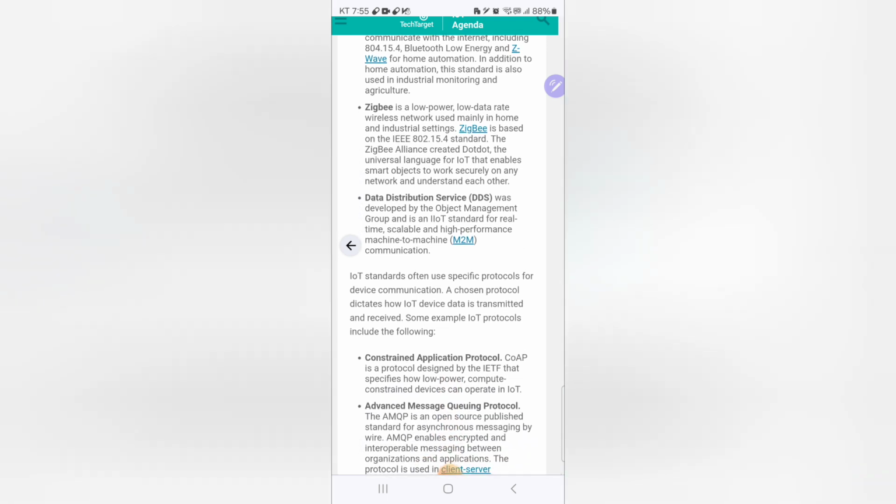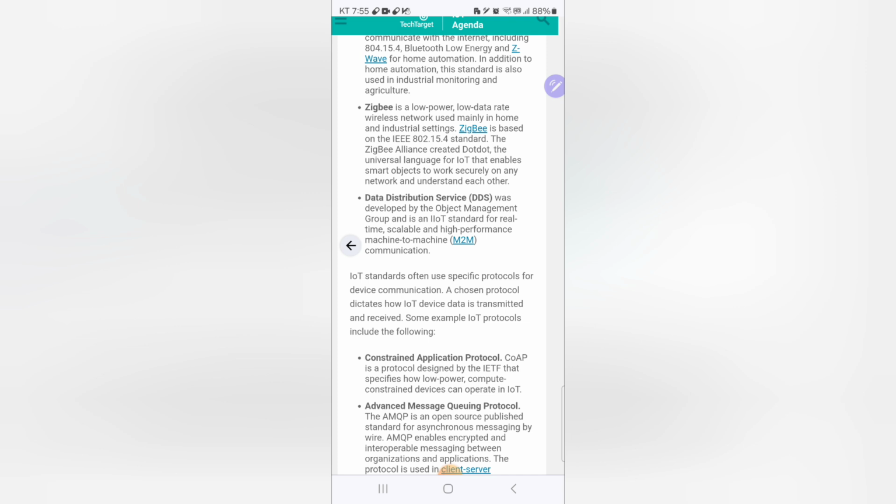Zigbee is a low-power, low-data-rate wireless network used mainly in home and industrial settings. Zigbee is based on the IEEE 802.15.4 standard. The Zigbee Alliance created the universal language for IoT that enables smart objects to work securely on any network and understand each other.